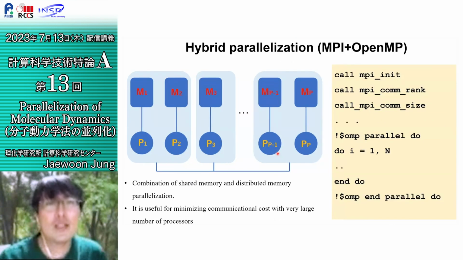So the next one is hybrid parallelization. In almost all cases, you are making use of hybrid parallelization. In this case, we combine distributed memory parallelization like MPI with shared memory parallelization like OpenMP.